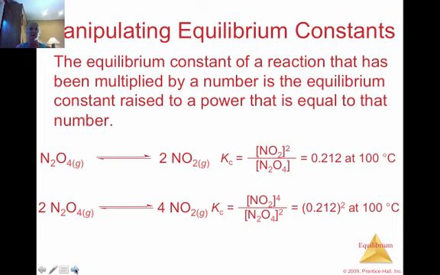Another thing that you might have to do is you might have to multiply an expression. We'll get into those problems later, but let's just say we had to take this expression that we see here and times everything by 2. Well, if I doubled everything in this equation, what's interesting is that the equilibrium constant is going to be raised to a power that's equal to what you multiplied by. So the equilibrium constant is going to be squared because I doubled everything. And this is the equilibrium constant for the equation as written. This is the equation with everything doubled. This is the KEQ, or equilibrium constant, squared.